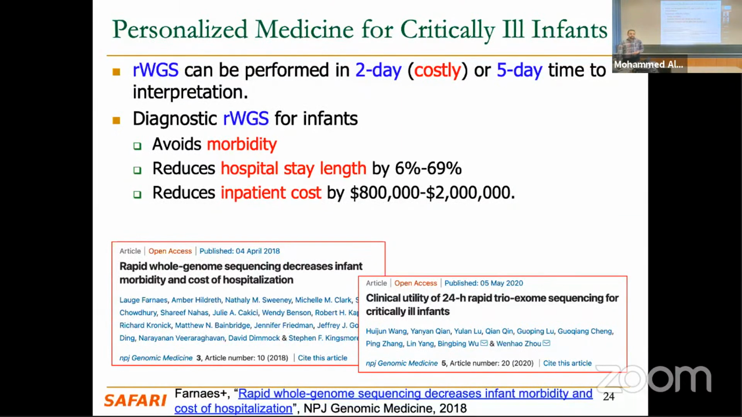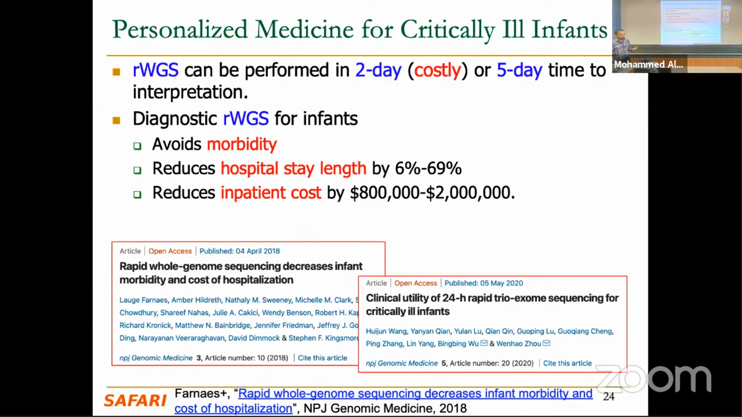What are the applications of very fast genome analysis? As I said, think about critically ill infants. These infants are admitted to the hospital. There are no clear symptoms. The doctor cannot tell what is wrong because there are no symptoms. The only option they have is whole genome sequencing.